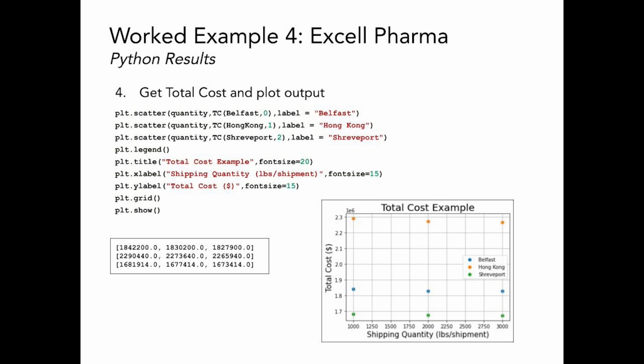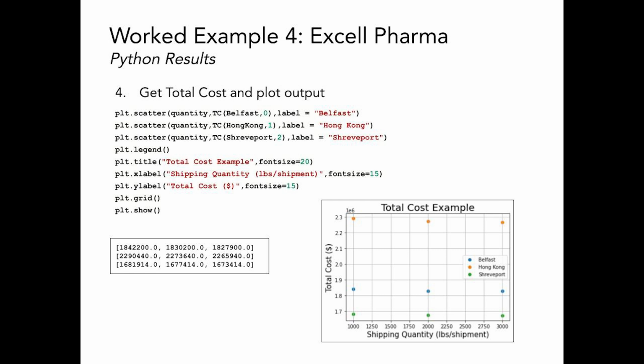However, for XL Pharma's scenario, the plot reveals a consistent pattern. The domestic supplier, represented by green, consistently offers the lowest total cost across all shipment sizes. This finding underscores the potential advantages of domestic sourcing in certain contexts.